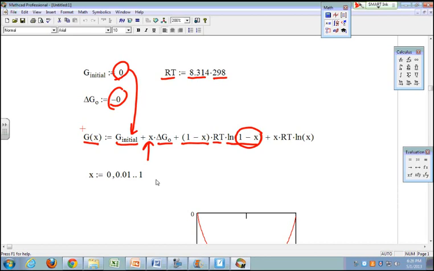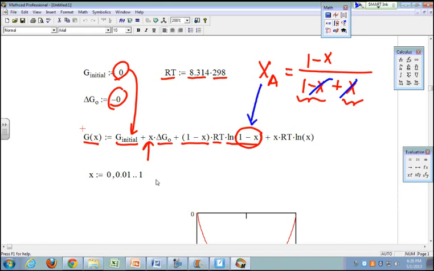Now, where did I get this 1 minus X? Remember, mole fraction of A is just moles of A, which is 1 minus X, over total moles, which is moles of A plus moles of B. So X cancels out, and the mole fraction of A is just 1 minus X. Plus X times RT, natural log of mole fraction of B. That's your mole fraction of B, which is X over the total moles, 1 minus X plus X.